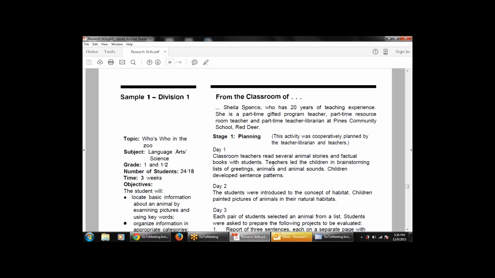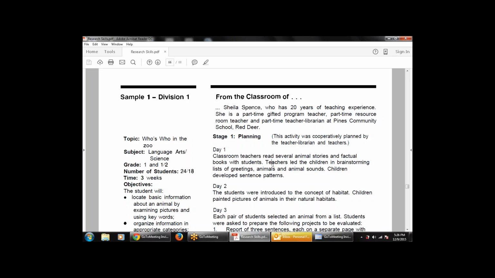That is the day one activity, that is planning. So classroom teachers should plan out what they are going to do. In simple terms, we are saying that this is a lecture plan, or a class plan, or lesson plan, what they are planning to do. So children develop sentence patterns.